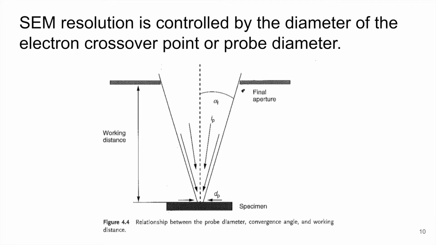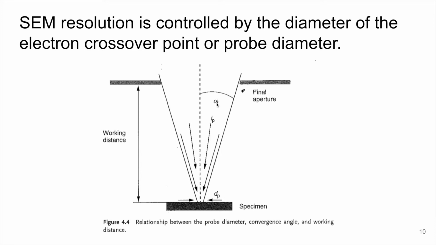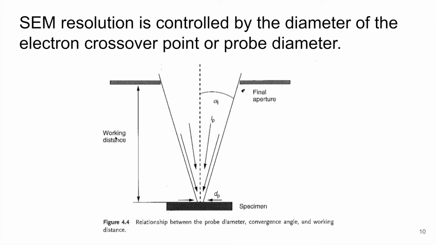So it converges from the final aperture to this, and so therefore the angle, just like it was in light microscopy, coming from the final aperture to the crossover point is alpha. So that's the aperture angle, alpha. And we also have, along with that, the distance from the final aperture to the specimen, which is known as the working distance, and sometimes we represent that as just WD. So we have that as well.